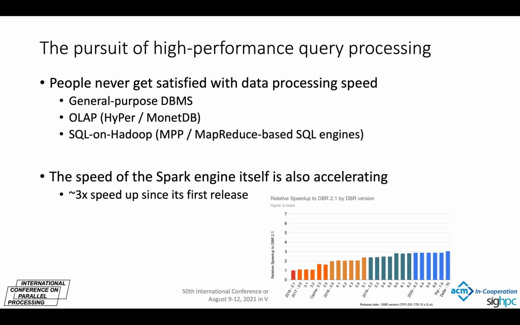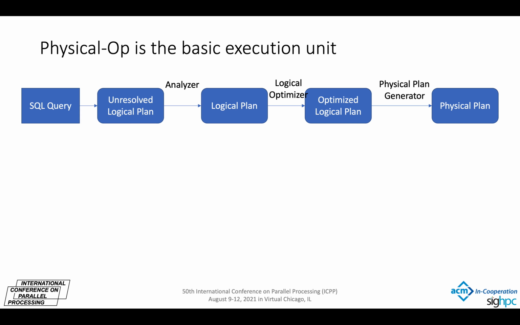Given the state-of-the-art MapReduce SQL engines, with Spark as an example, the speed itself is also accelerating over the years. It is about 3 times faster than its first release in 2016. When we take a little further look into the execution engine, we know that the physical operator is the basic execution unit. As an SQL query enters the execution engine, it gets analyzed, optimized, and finally evolves into a physical plan tree.